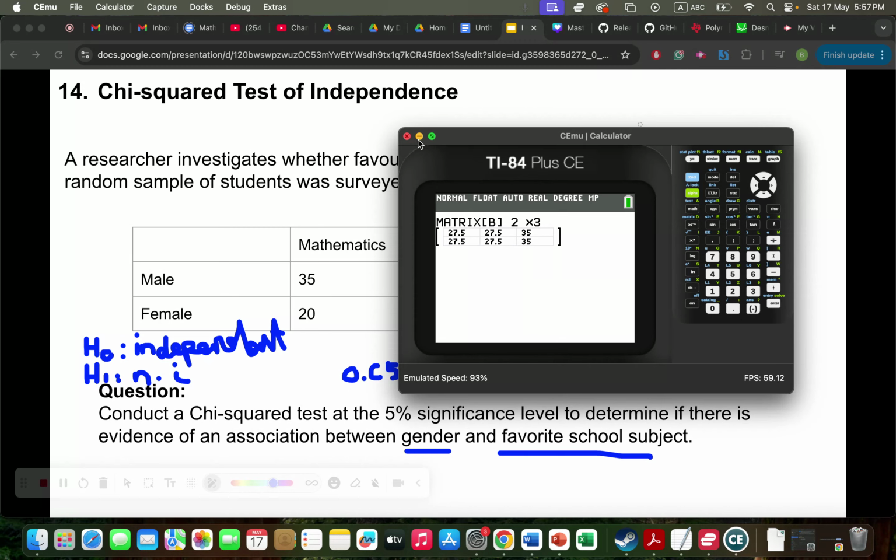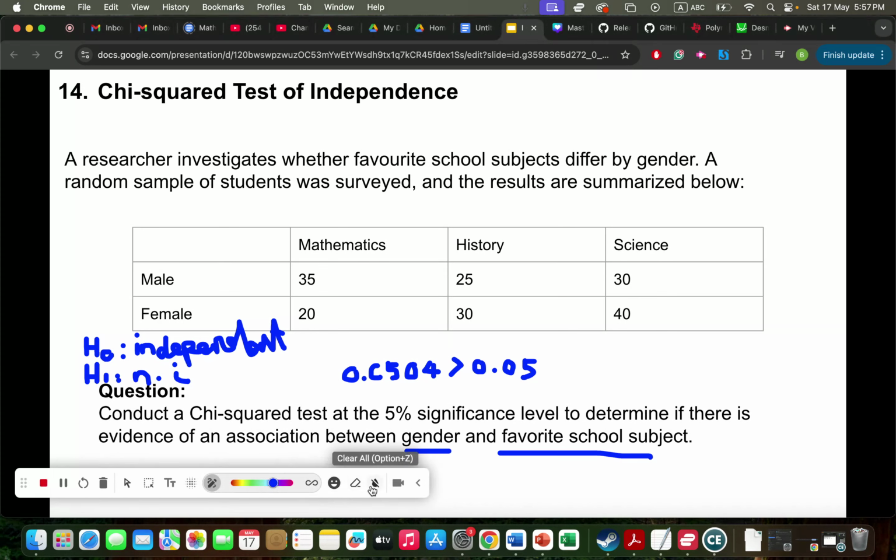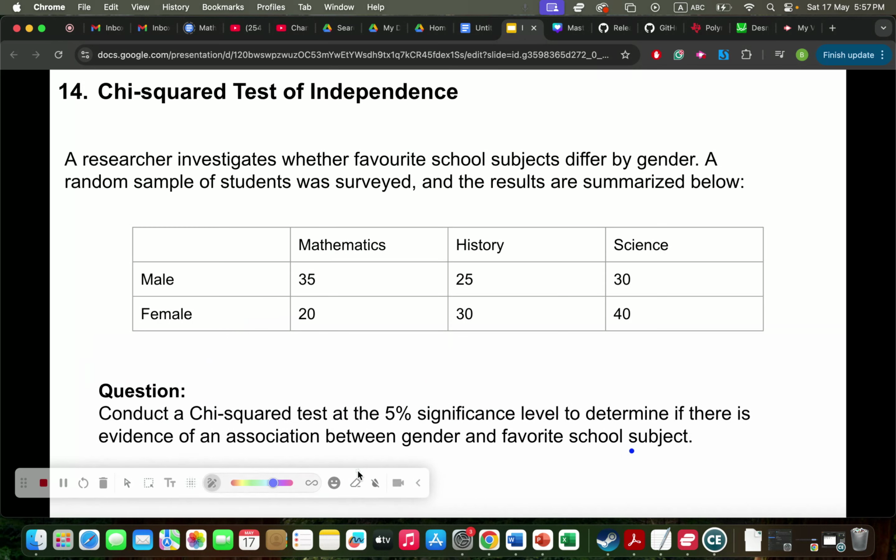All right, so that's really the chi-square test for you. Let's move on to the next bit.